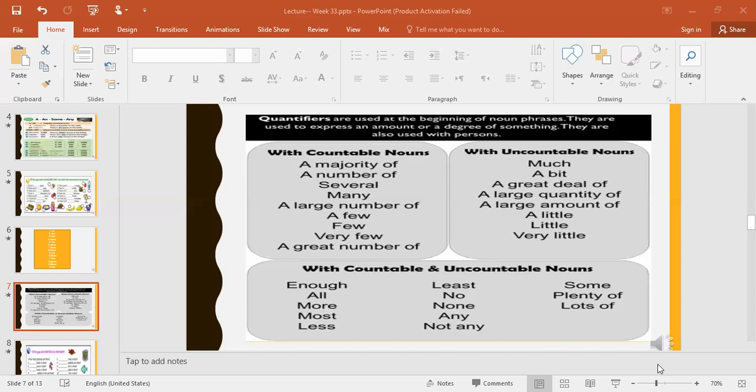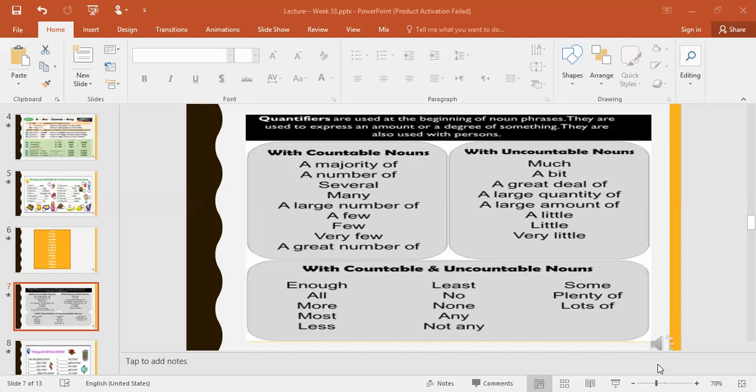We have enough. For example, there is, or there are enough crayons in class. It can be used with the countable and uncountable. All of the students are watching this live session.